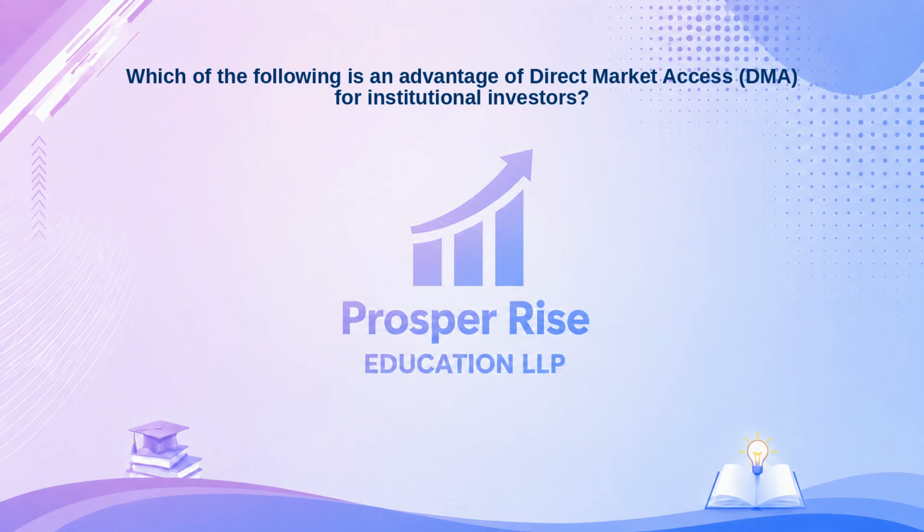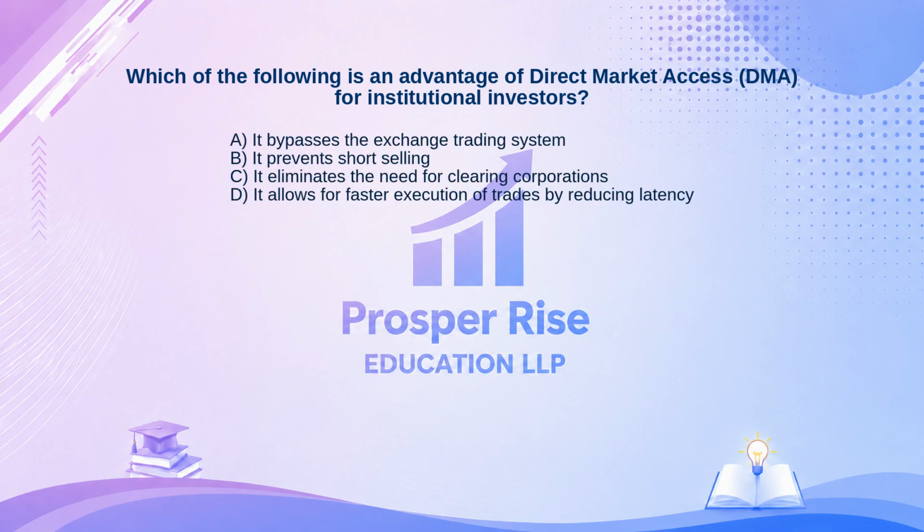Which of the following is an advantage of direct market access, DMA, for institutional investors? Here are your options. A. It bypasses the exchange trading system. B. It prevents short selling. C. It eliminates the need for clearing corporations. Or D. It allows for faster execution of trades by reducing latency.